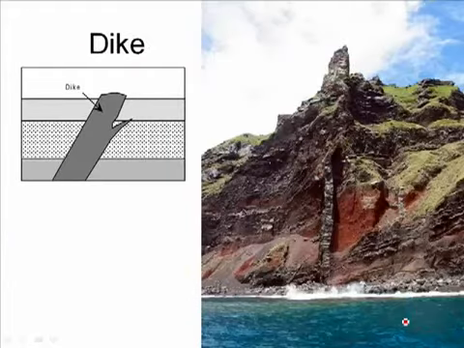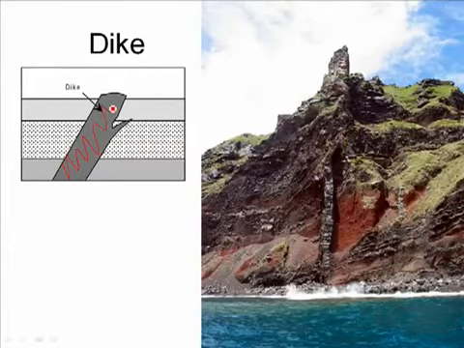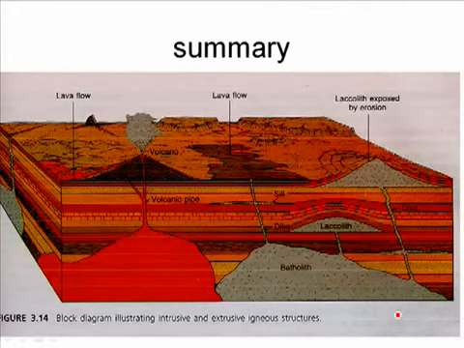Years later, that igneous dike that intruded upon the rock might end up being harder than the surrounding sedimentary rock, and it's left behind as this wall of rock. Here we have a summary of many different kinds of igneous intrusions.